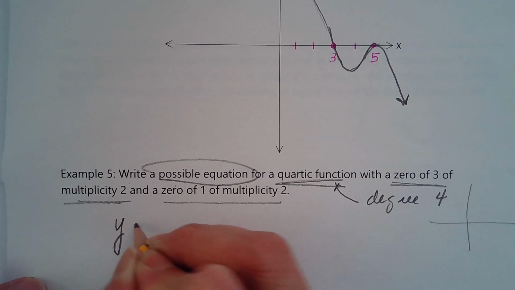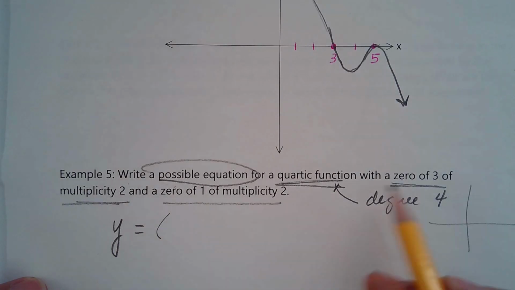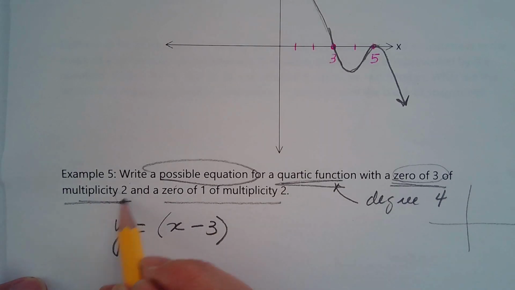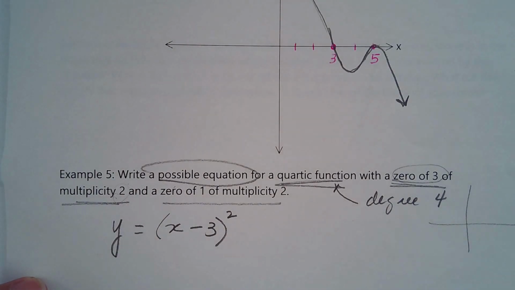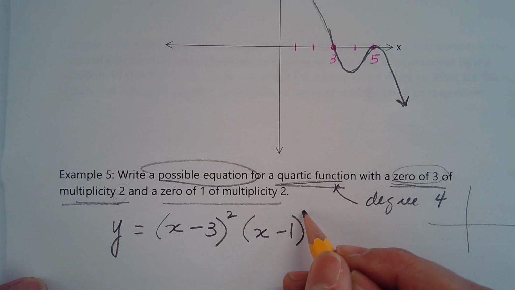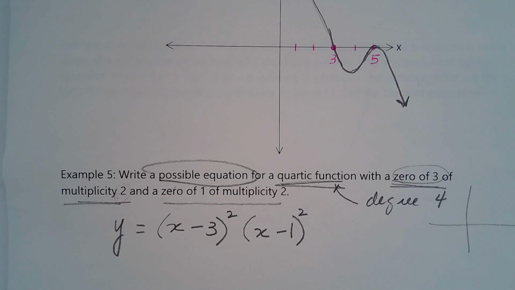So y is equal to, okay, the zero of 3, so that's going to be x minus 3, multiplicity of 2, so squared. And what's the other one? x minus 1, multiplicity of 2 again. Does that add up to a quartic function? Yeah, because it's exponent 2 and another exponent 2, that's the 4. And they didn't say anything about leading coefficient, so I'm thinking positive, right?